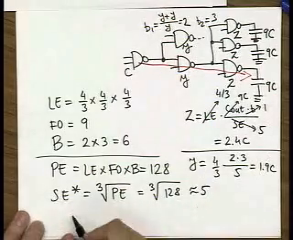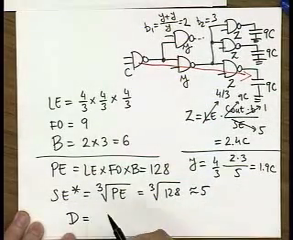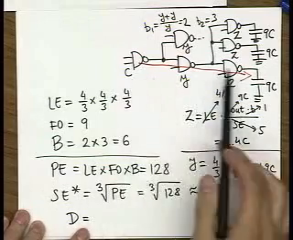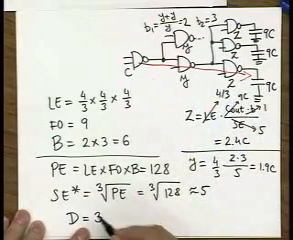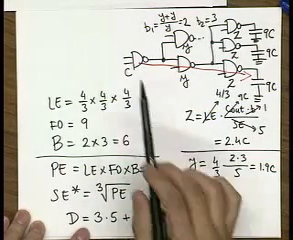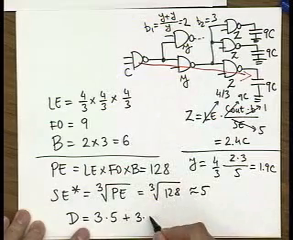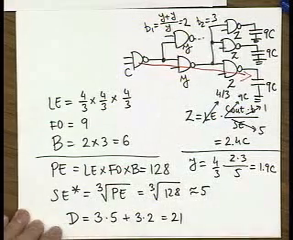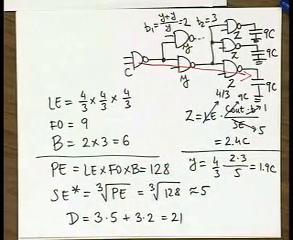And then finally you can calculate delay using this formula. Since you have the same delay in all the stages, your effort delay will be the same. So 3 times this stage effort plus parasitic delay of all these stages, which is 3 times 2, equal to 21. Okay?